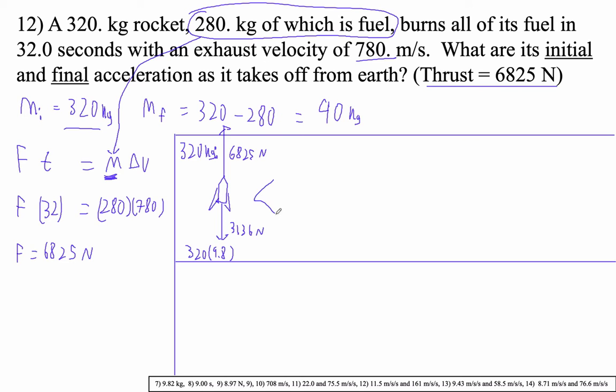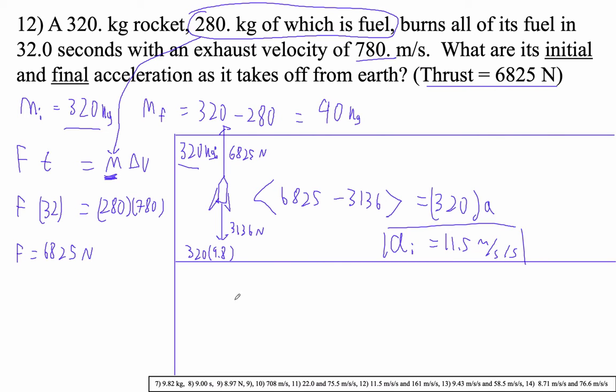And then we can set up Newton's second law. So 6825 upward minus 3136 downward equals the mass times the acceleration. And then we can solve this. So 6825 minus 3136, that's 3689, and then we divide by 320. And I get 11.528. So our initial acceleration is 11.5 meters per second squared.